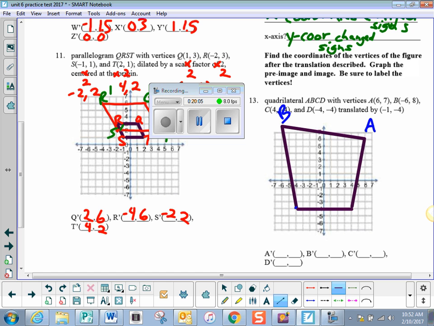Okay? A, B, B, C. So we're translating it by -1, -4. So we're going to go -1 this way, -4 that way. So this is going to be down here, -1, -4, -1, -4, -1, -4. Okay, so there's B prime, A prime, C prime, D prime. Connect them.